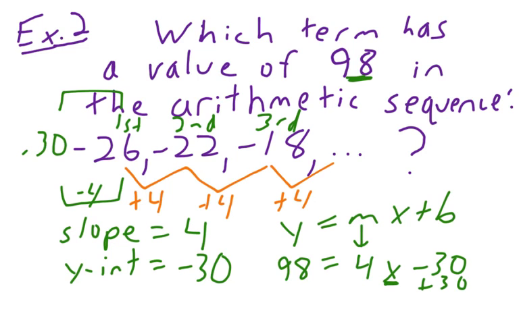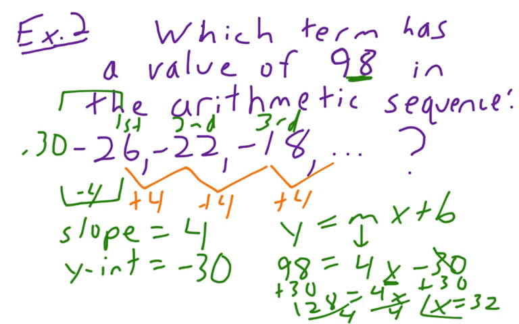so I just add 30 to both sides and get 128 equals 4x, and then divide by 4, and x equals 32. Did you get that right? I hope so. If not, rewind the video and try it again.